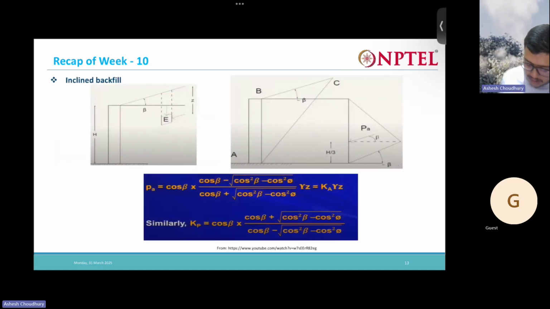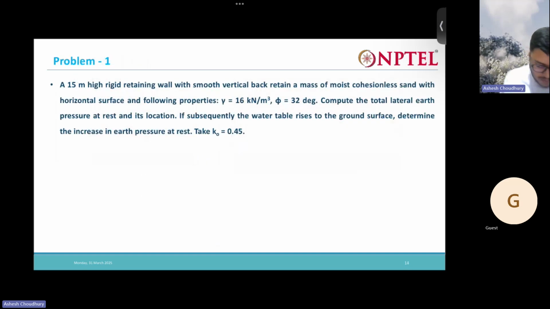Next we have the case of inclined backfill. If the backfill is inclined at angle beta, then you can have these relations. That's all, that's the basic. Now let us start solving some basic easy problems.